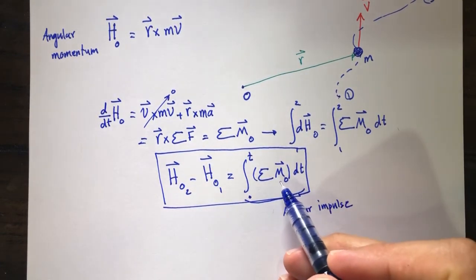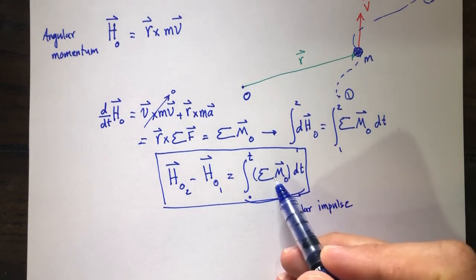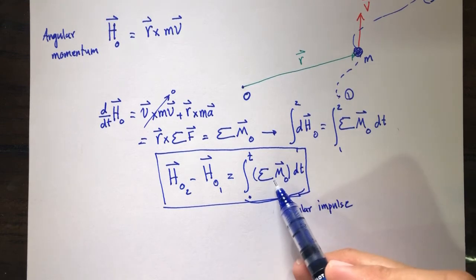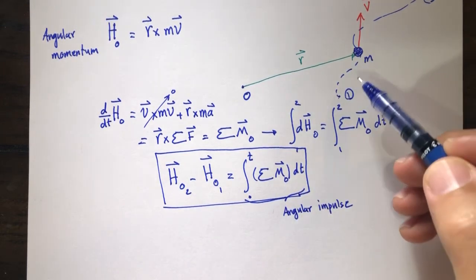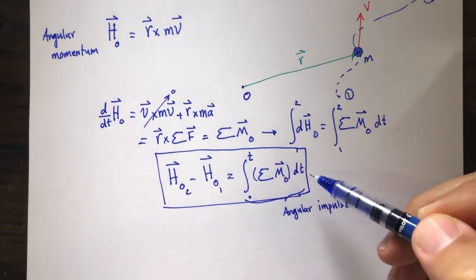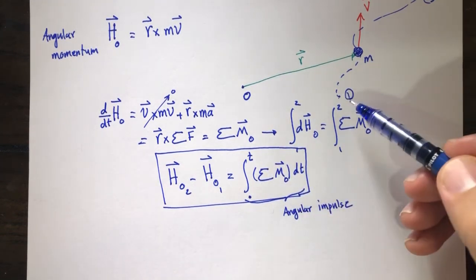Sometimes we know the moment as a function of time, which you can see in the problems of the book. So if I know the sum of the moments that we have on the system as a function of time, I can put it here and integrate it and see how the angular momentum is changing between 1 and 2.